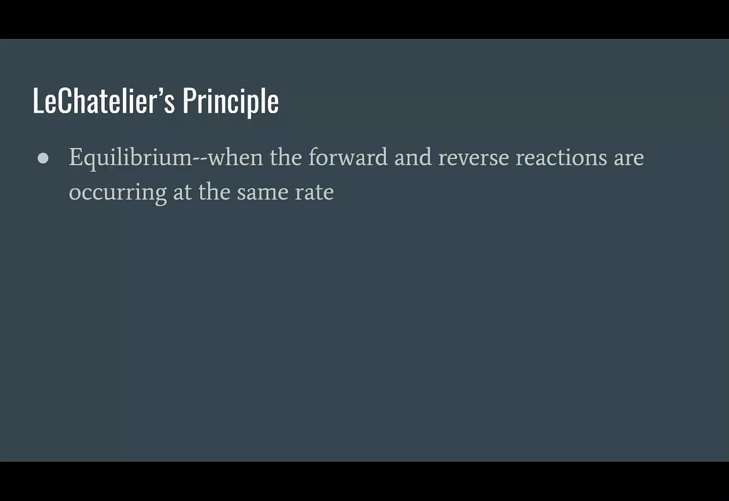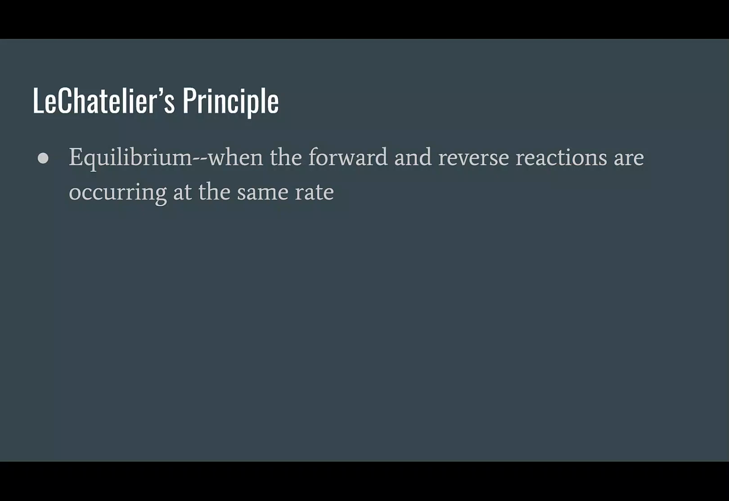So up until this point, we've assumed that all chemical reactions move in one direction, from the reactants on the left to the products on the right. However, there's a lot of reactions that occur in both directions, meaning that you have reactants turning into products and products turning into reactants. Those are called reversible reactions.